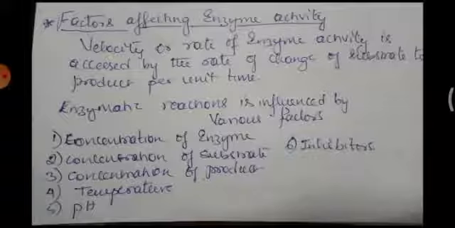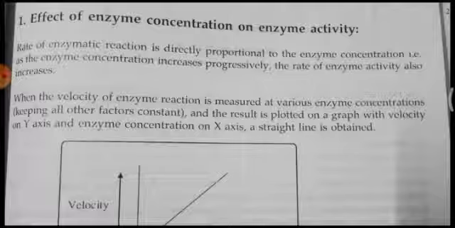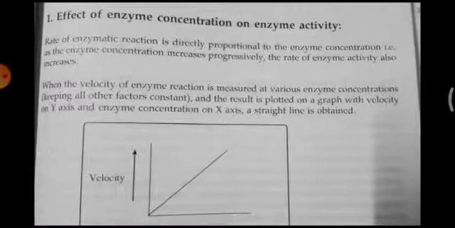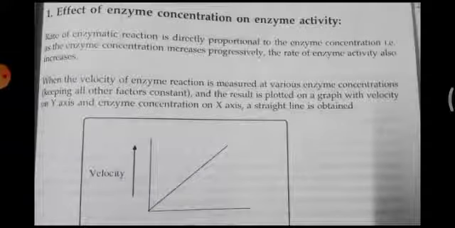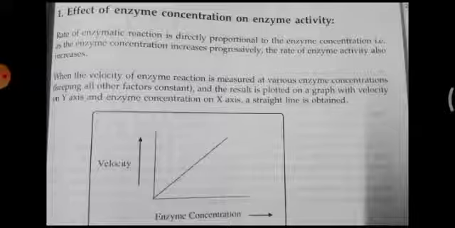So let us see each factor's influence in detail, beginning with the concentration of enzyme. The first one is the effect of enzyme concentration on enzyme activity. Rate of enzyme reaction is directly proportional to the enzyme concentration. Hence, as the enzyme concentration increases, more and more substrate can get converted to product. As more substrate gets converted to product, the increase in the product concentration is depicted as increased enzyme activity.